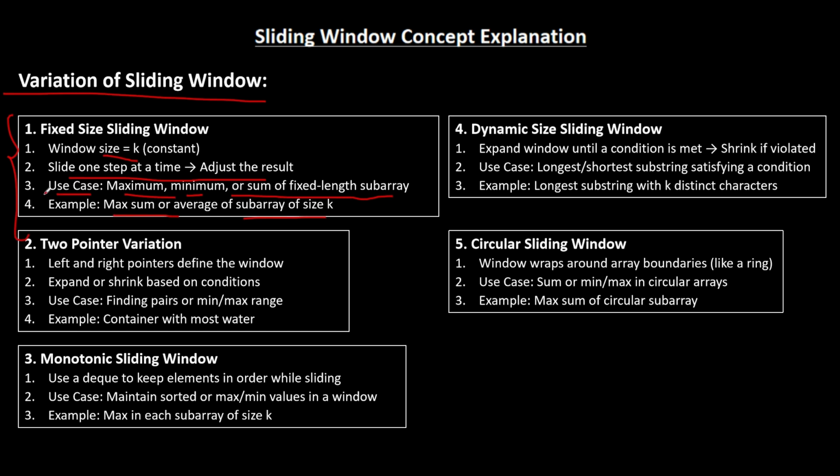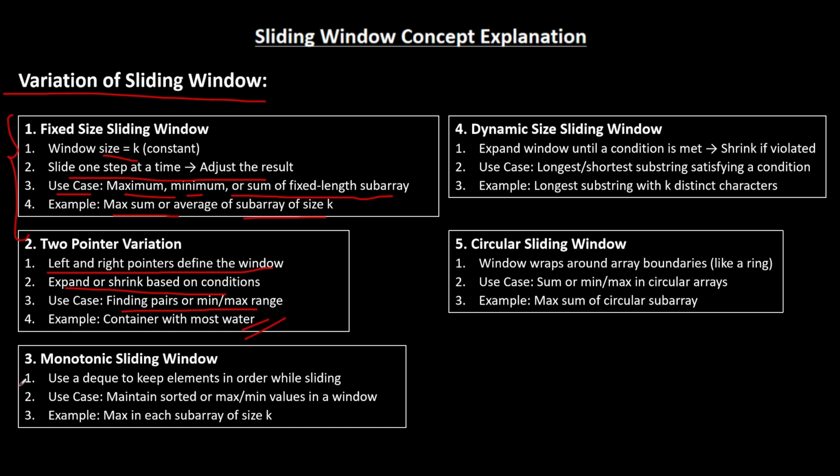Now there could be a two pointer variation also. The left and right pointers define the window here, or expand and shrink based on conditions, like finding pairs, minimum, maximum range. Example could be container with most water. We solved this question in our previous videos. Please look into those also regarding the two pointer variation, container with most water.